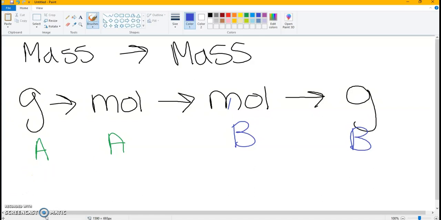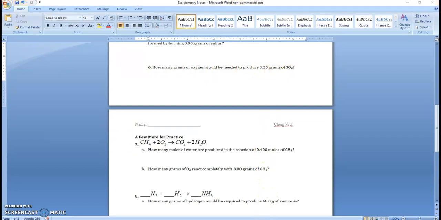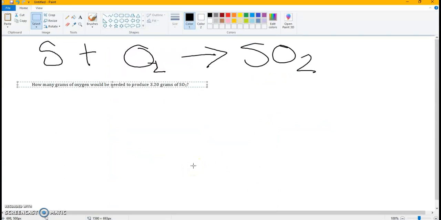Alright? Okay, so now we're going to try something different. How many grams of oxygen would be needed to produce 3.20 grams of SO2? So in this question, now they're asking us not how much SO2 can be made, but they're asking us how many reactants, or how much reactant, we need in order to make a certain amount of product.